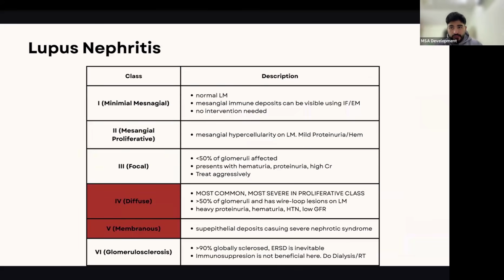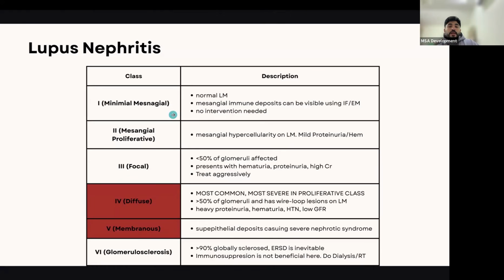Like lupus nephritis. Where do we see lupus nephritis? We see lupus nephritis in SLE. It's very common. Around 40 to 50% of people who have SLE are going to have lupus nephritis. There are stages for lupus nephritis and you are expected to know all of them. This is going to haunt you as well in fourth and fifth year.